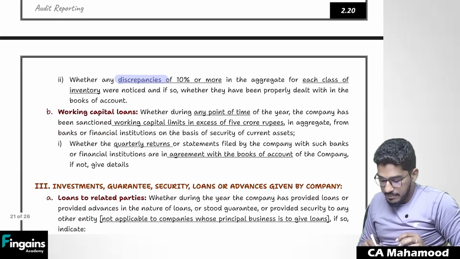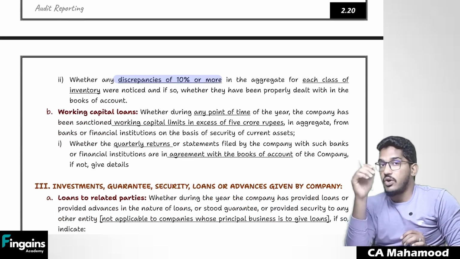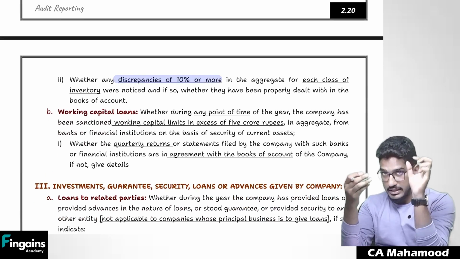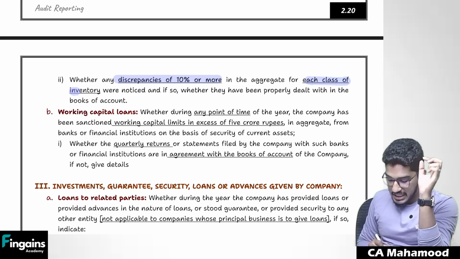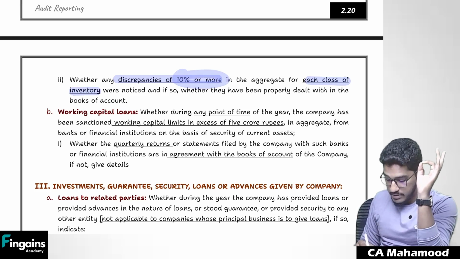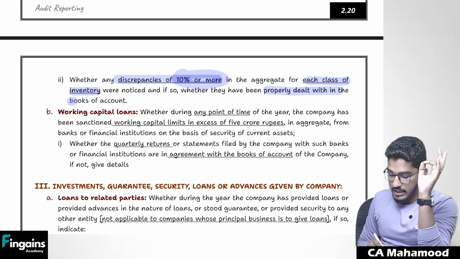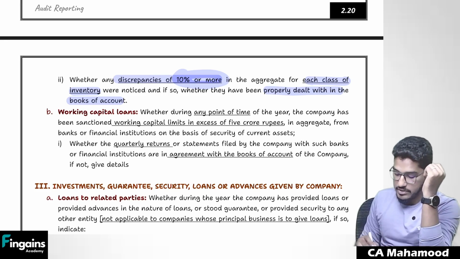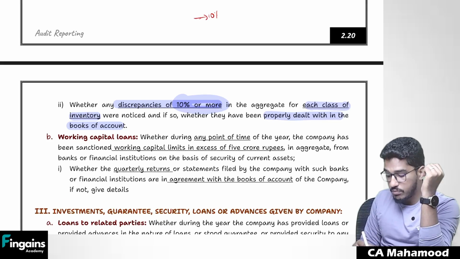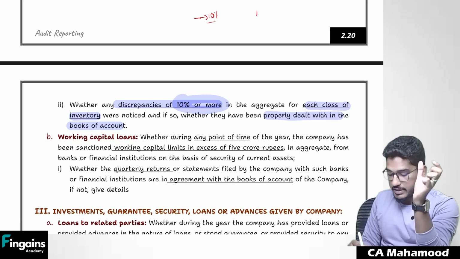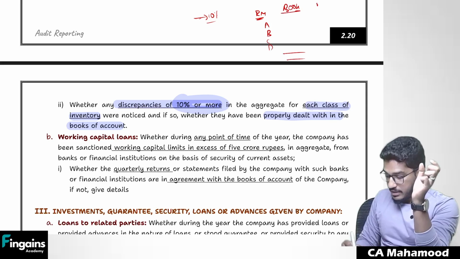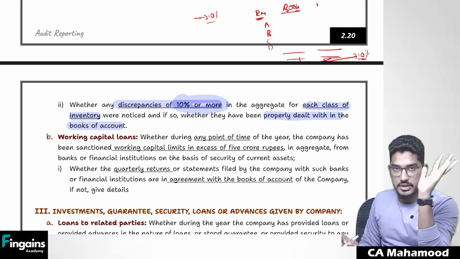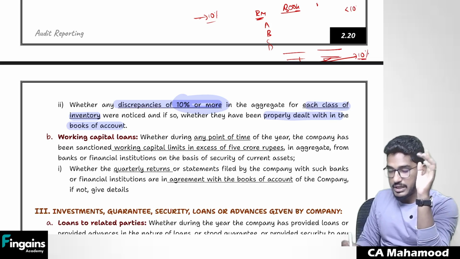Then if you find any discrepancy on doing that physical verification, if the management found any discrepancy in the aggregate for each class of inventory, and that too of 10% or more, I need to comment whether they have been properly dealt with in the books of accounts. For example, what is the total raw material? 4 kinds of raw material are there, A, B, C, D. So total value of raw material as per books, total value of raw material as per physical stock. If the difference is 10% or more, I have to comment whether it has been properly dealt with in the books of accounts or not. If it is less than 10%, I need not comment on it.